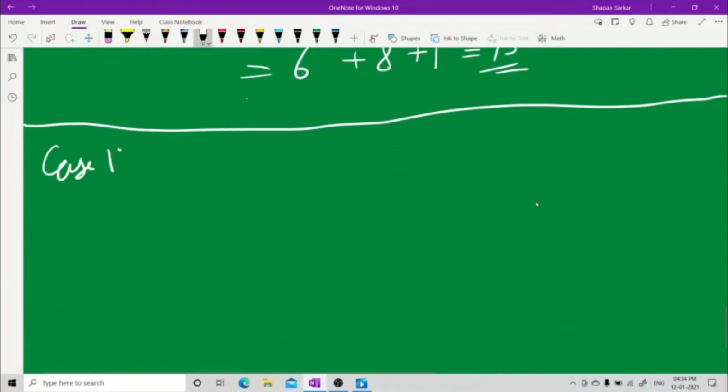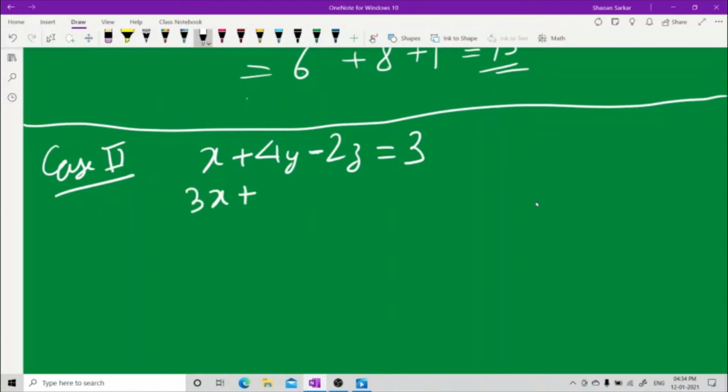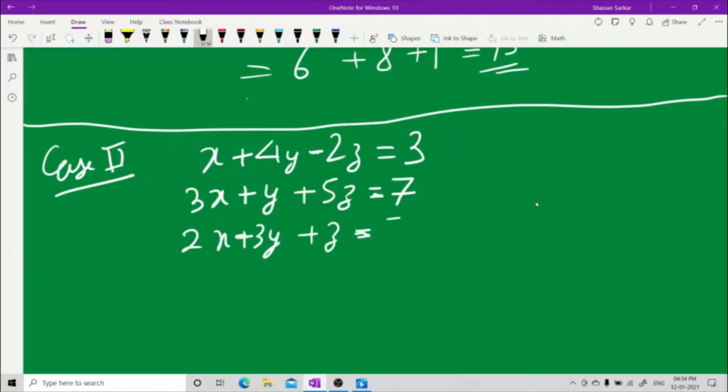Case 2. Let us take another example. This is x plus 4y minus 2z equal to 3. And you have 3x plus y plus 5z equal to 7. And then you have 2x plus 3y plus z equal to 5. Now, you do one thing. You take the determinant. The determinant is 1, 3, 2, 4, 1, 3, and minus 2, 5, 1.